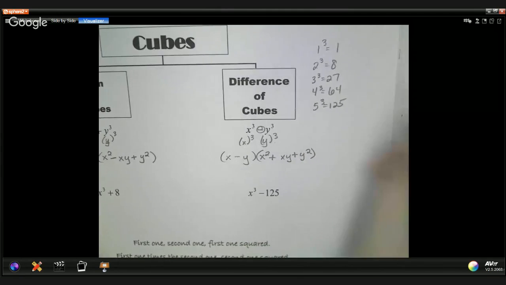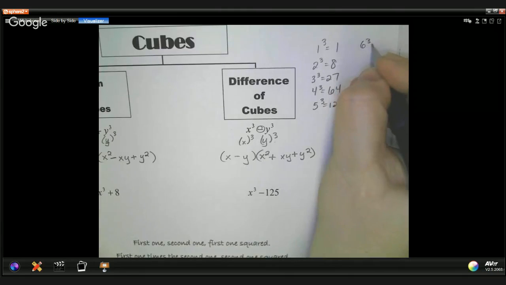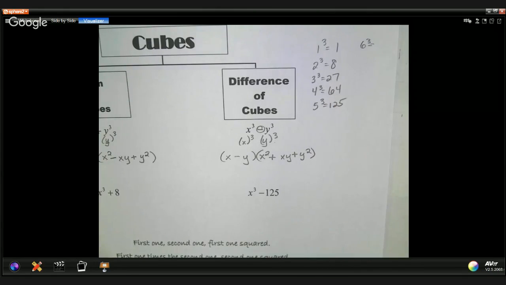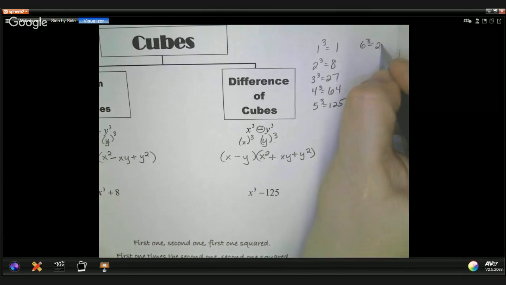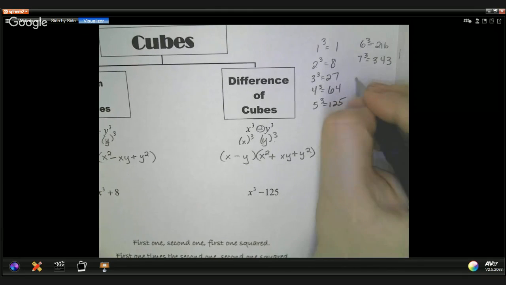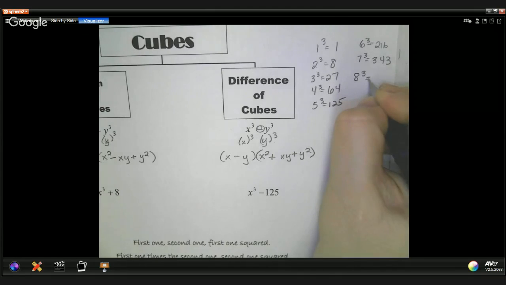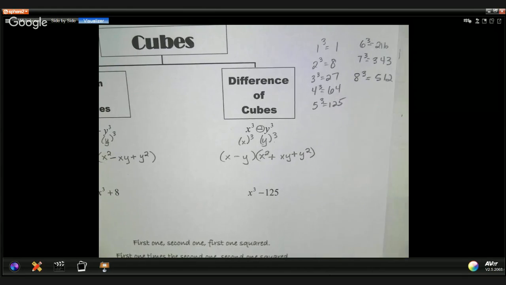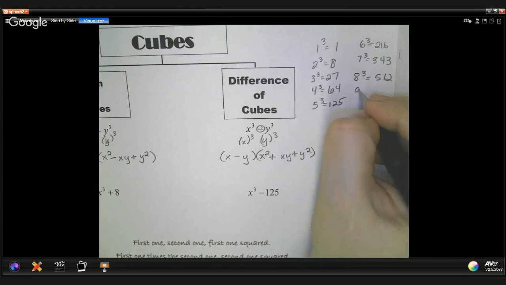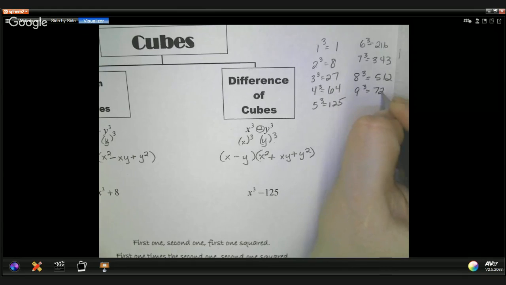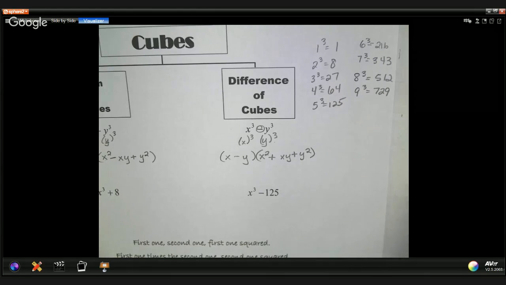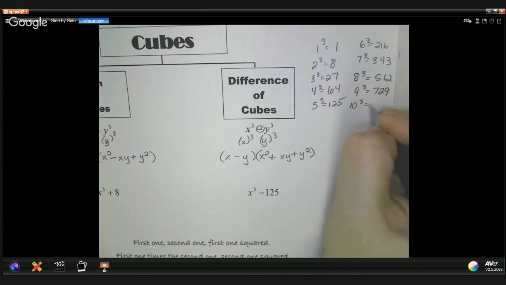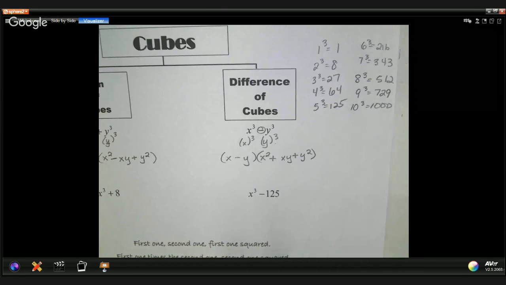Go to the next line. 6 to the third is 216. 7 to the third is 343. 8 to the third is 512. 9 to the third is 729. And 10 to the third is 1,000. You will see those a lot, and you will start to recognize what they are.